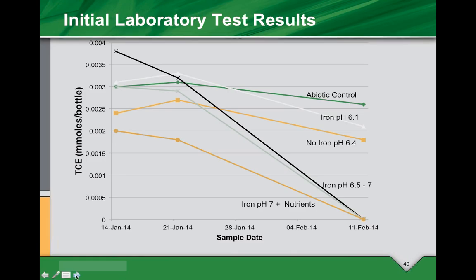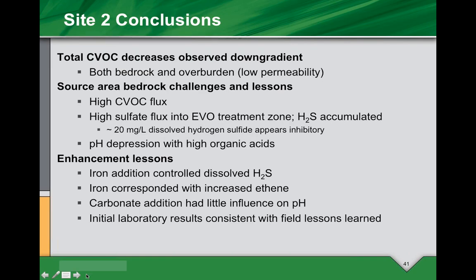When we add iron and adjust the pH to 6.5 to 7, we see TCE concentrations decreasing. If we don't do that, the TCE is not being biodegraded as effectively. Okay, if you could go ahead and advance the next slide, Dora, please.